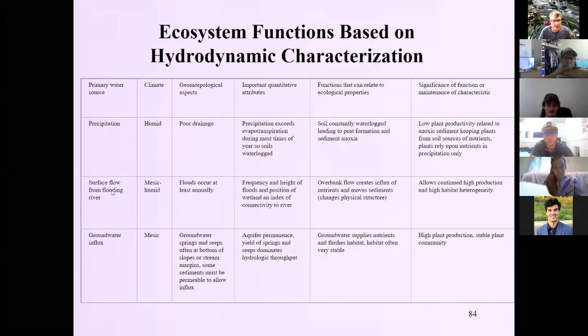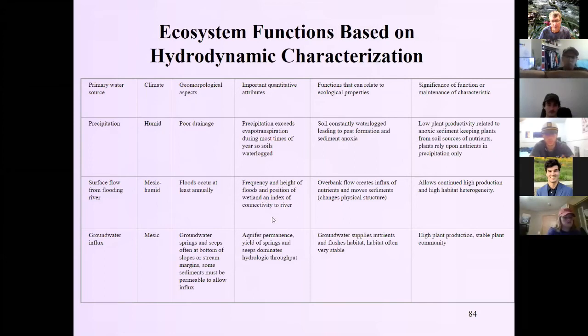Surface flow from a flooding river. So these are riparian wetlands. Floods occur annually, at least annually. And the higher the wetland is from the river, the less long it's inundated, and the more ephemeral it is. You get a lot of nutrients and sediments coming in, and there can be high production and high habitat heterogeneity. We get to talk about things like the Amazon River. That's really important in there.